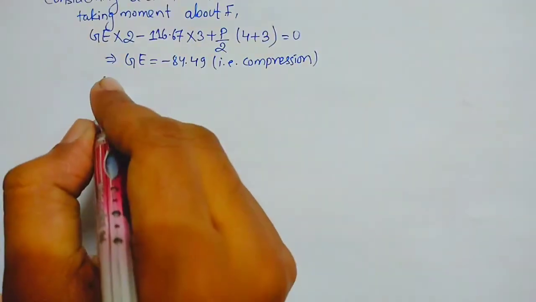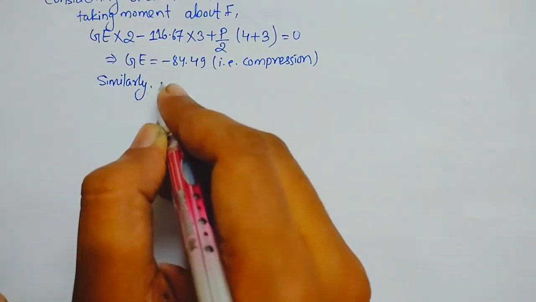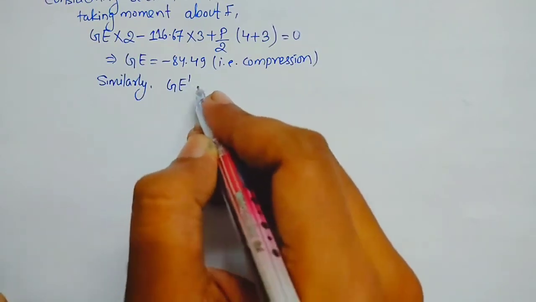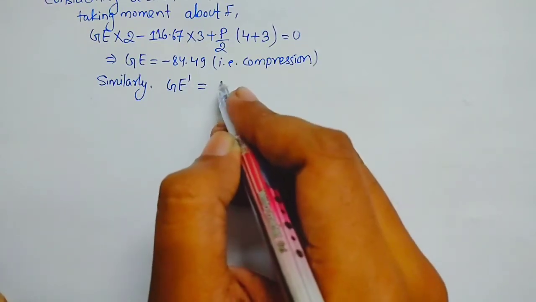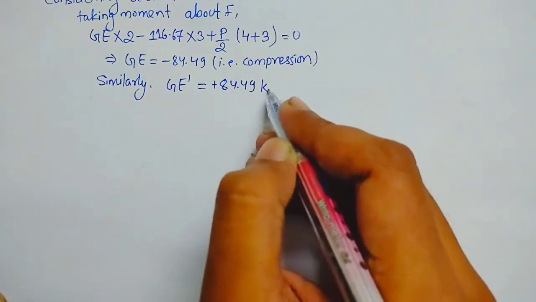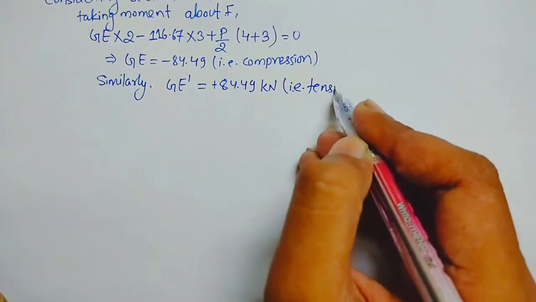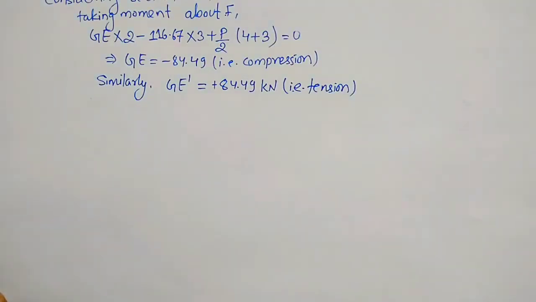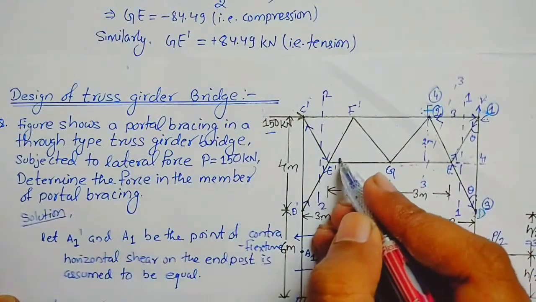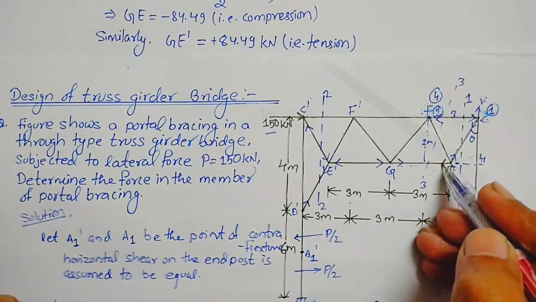Similarly, force in GE dash will be in tension, that is positive 84.49 kilonewton, that is tension. Let us show this force in this diagram. So GE dash is in tension, represented, and this is in compression, represented.